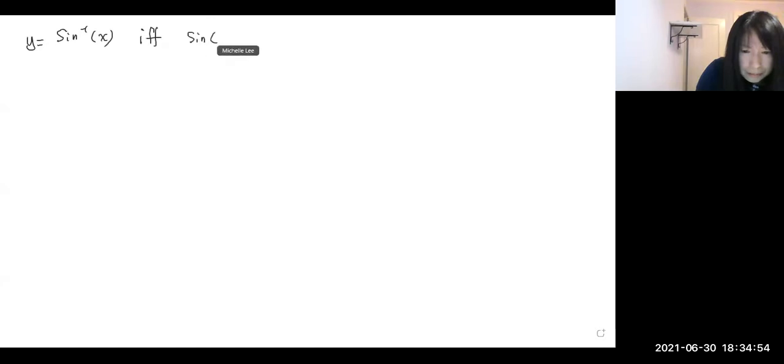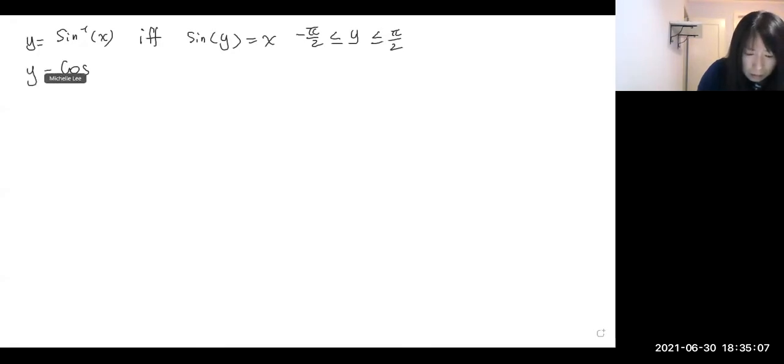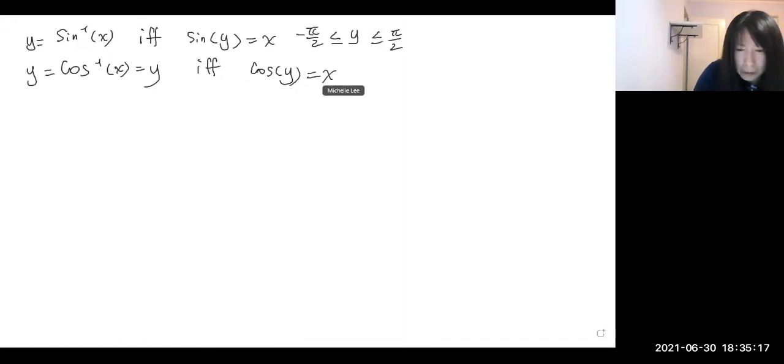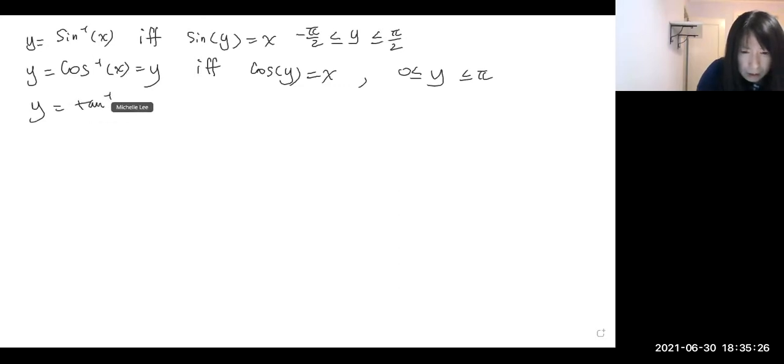Let me write down the definition. Inverse. Y equal to inverse of that, if and only if, then this is between negative that and, if and only if. So I just copy from your book. And then tangent inverse.